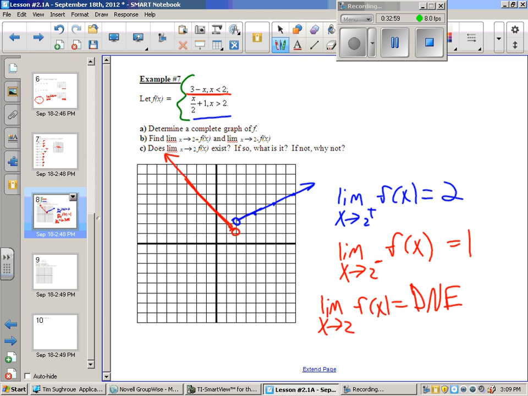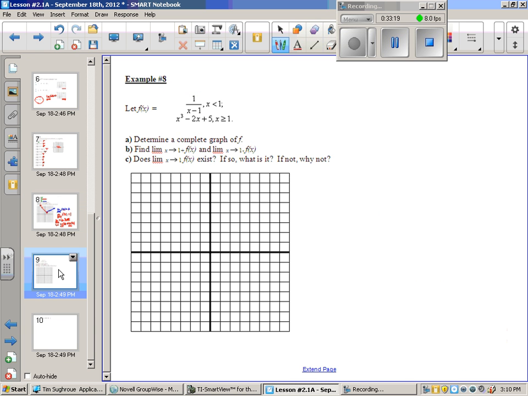Does not exist. And it's since the limit as x approaches 2 from the right of f(x) does not equal the limit as x approaches 2 from the left of f(x). If they are not equal, then there is no limit. Last example, and then I'll put the assignment up.